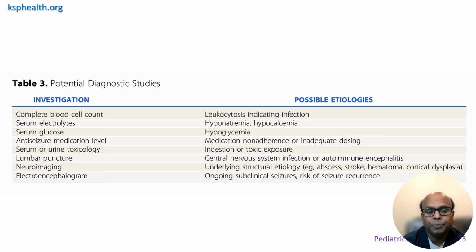To recap the labs: complete blood count, serum electrolytes, serum glucose, anti-seizure medication level, serum and urine toxicology, lumbar puncture, neuroimaging, electroencephalogram. The two important points: abort the seizure as quickly as possible before it becomes status. Give antibiotics even when the tests are not available.